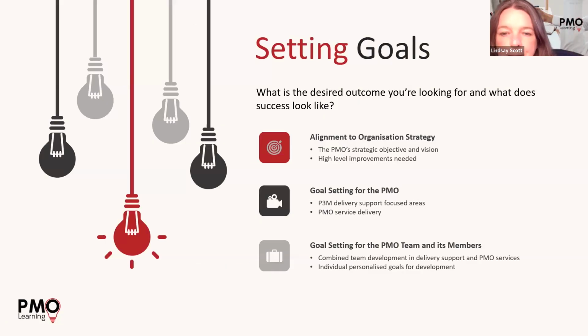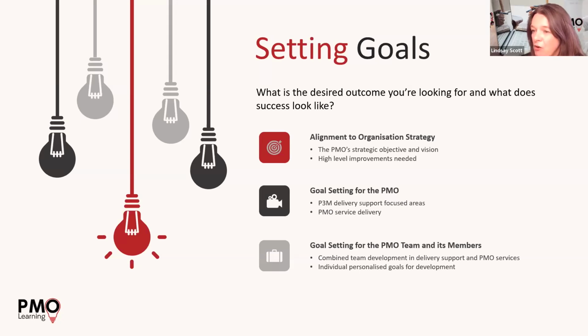So from a PMO point of view, the first step is obviously we need to understand what the goals are in terms of developing the PMO team and the people within the PMO itself, but also we have to understand what the alignment is, that bigger high-level thing at the minute, which is the alignment to the organization's strategy. Now, this calls into a little side note, which is about: does your PMO have its own strategic objective and vision already that is aligned to the organization's strategy?